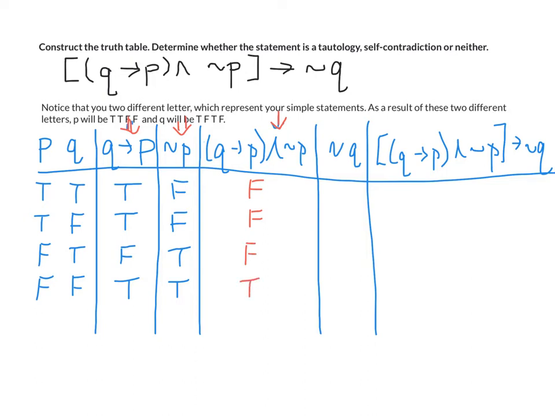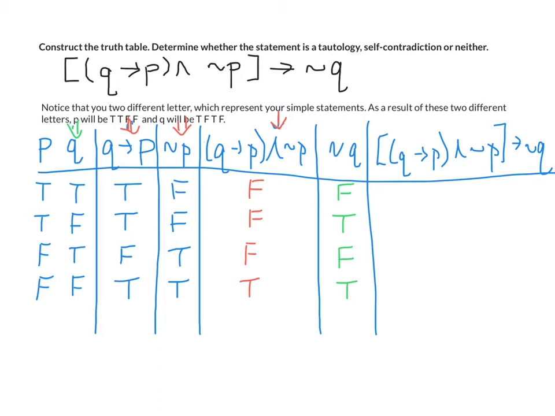Then we move on to not Q. Well, not Q means the negation of Q. So we're looking at Q. If we want to negate this, then we're going to look at the opposite. So if Q is true, then not Q is false. If Q is false, then not Q is true.